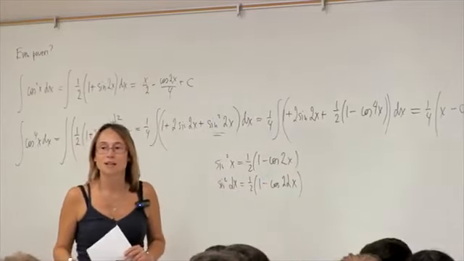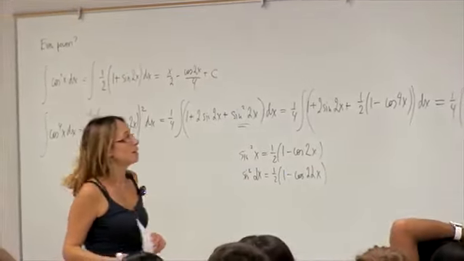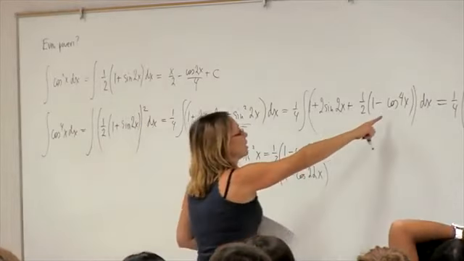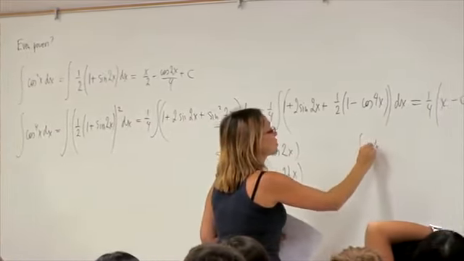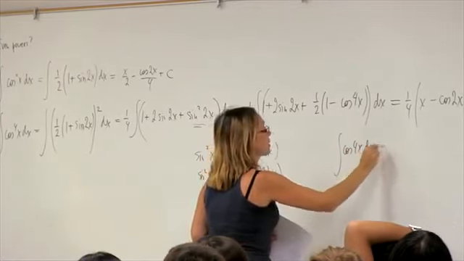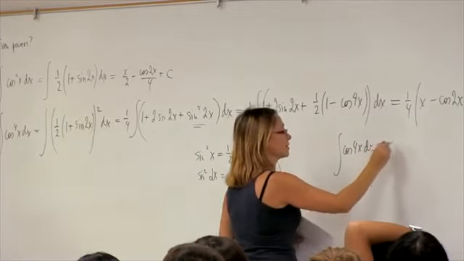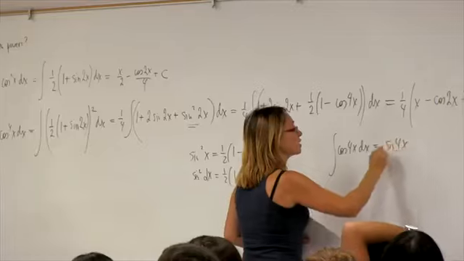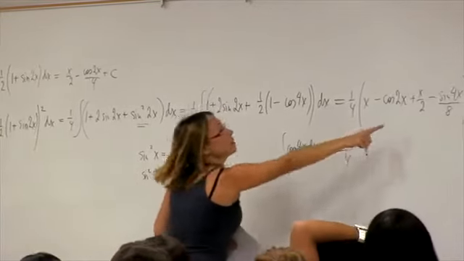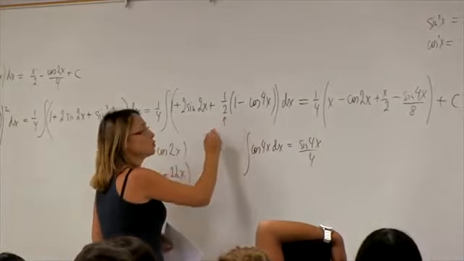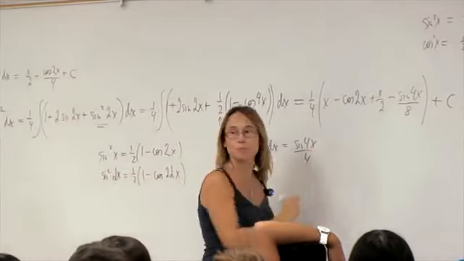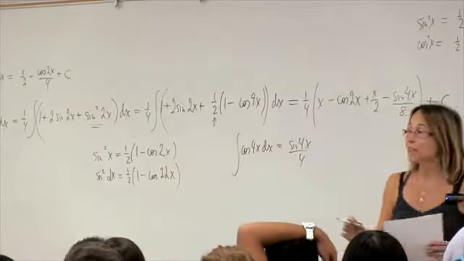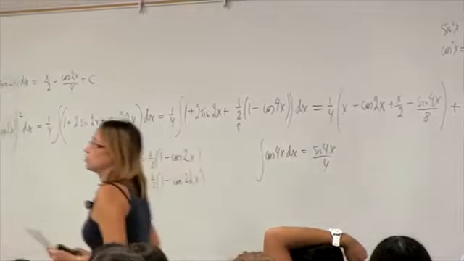Question? Can you show how you get sine 4x over 8, like step by step? So I have to take the antiderivative of cos 4x. That is sine 4x over 4. The number 8 comes from this factor 2. So let me summarize everything that we found.